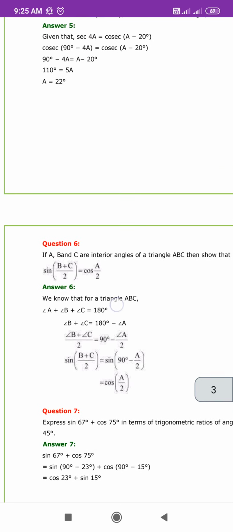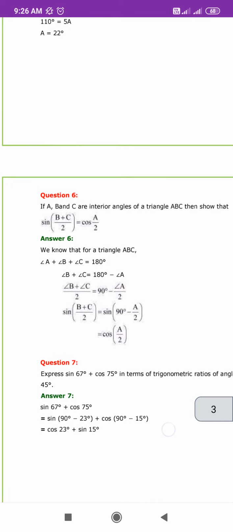Answer 6: we know that for a triangle ABC, angle A plus angle B plus angle C is equal to 180 degrees, because of the angle sum property: the sum of all three angles of a triangle is 180 degrees. So angle B plus angle C is equal to 180 minus angle A. Now taking half on both sides, B plus C upon 2 is equal to half of 180 minus angle A, which means 90 minus A upon 2.